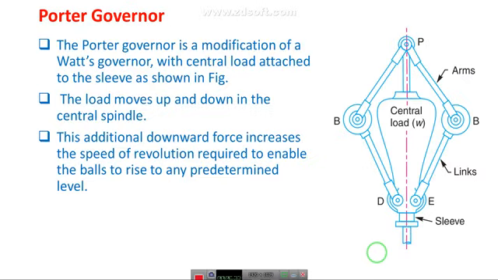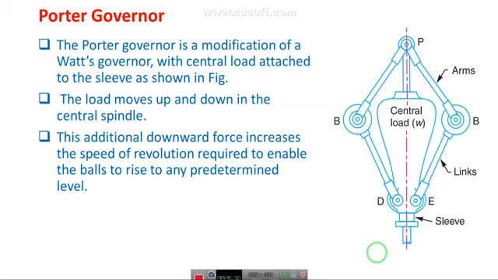Next, coming to the Porter governor. It is a modification of the Watt governor with a central load attached. Here you can see that in the previous governor we don't have a central load, but here we have a central load. So the load will move up and down on the central spindle.